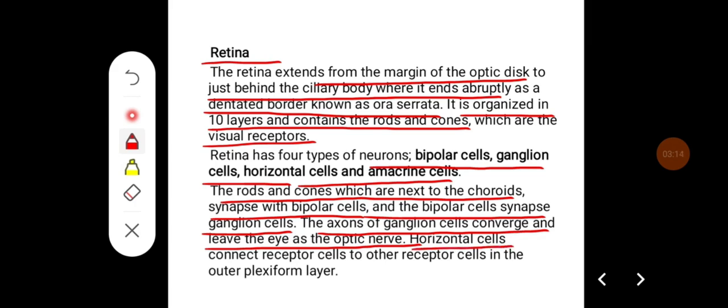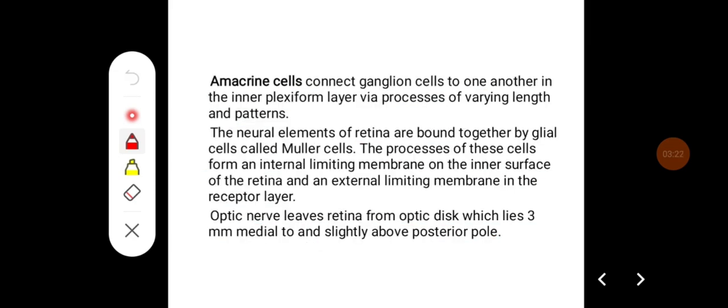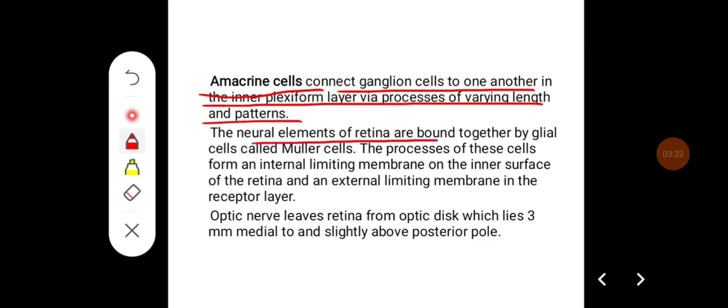Horizontal cells connect the receptor cells to the other receptor cells in the outer plexiform layer. Amacrine cells connect ganglion cells to another cell in the inner plexiform layer via processes of varying length and patterns. The neural elements of retina are bound together by glial cells, which are called Muller cells.